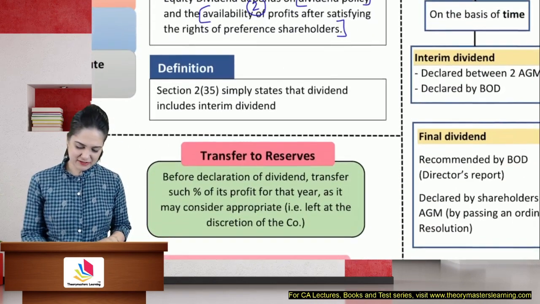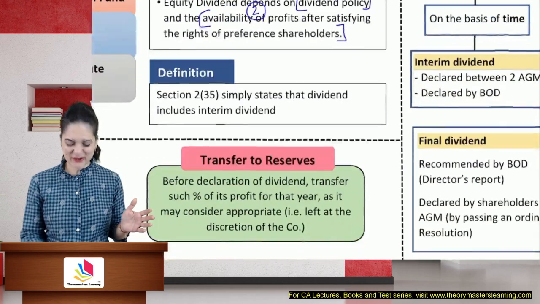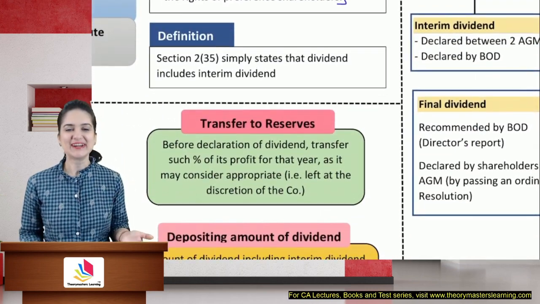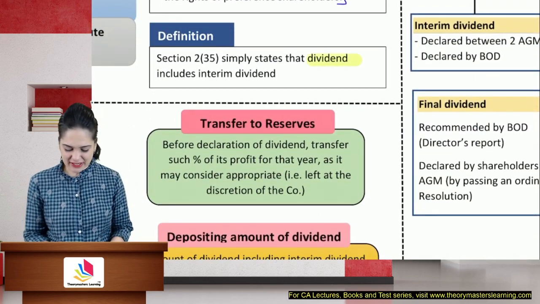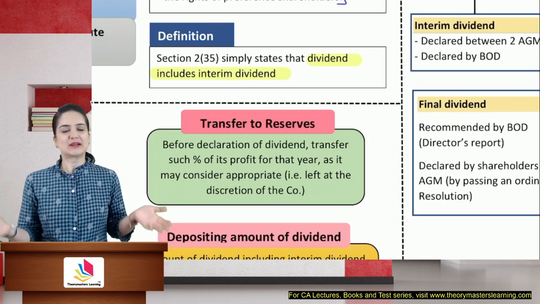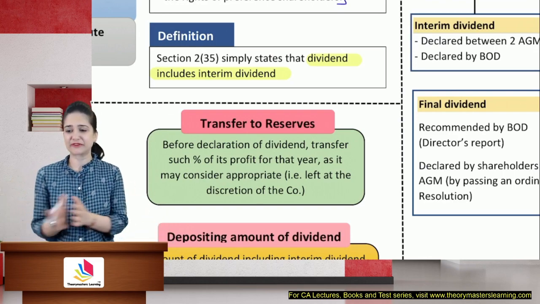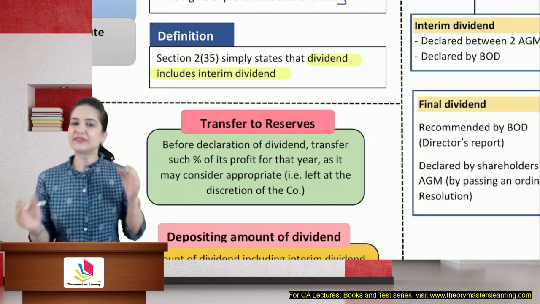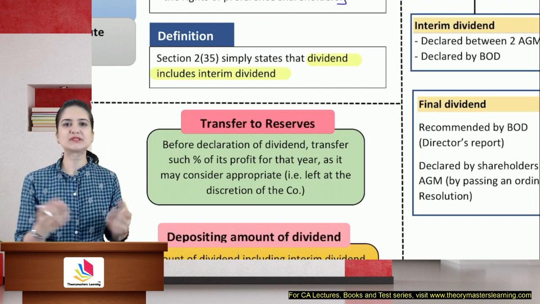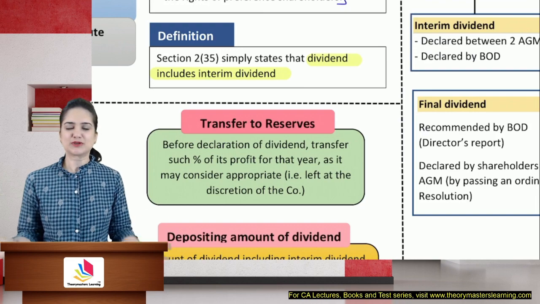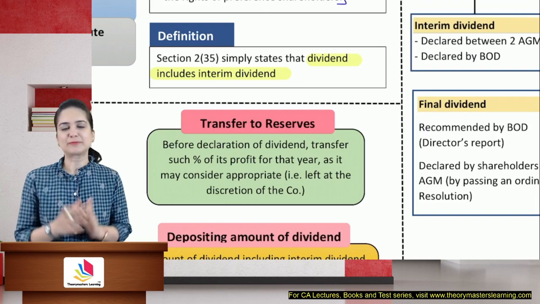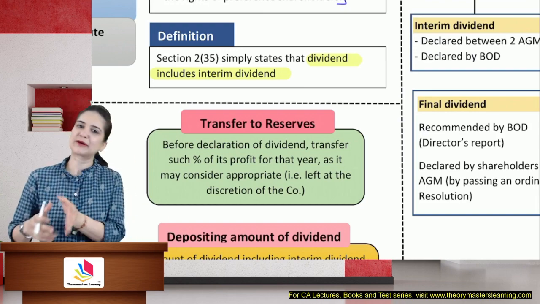Dividend is defined superbly. You will not understand what is the meaning of dividend. It simply says that dividend includes interim dividend. Now, this is the definition of dividend. They have not mentioned what is the meaning of dividend, whether it is distribution of profit. They just say that dividend includes interim dividend. So from this, we can conclude that the provisions applicable to dividend apply to interim dividend also.